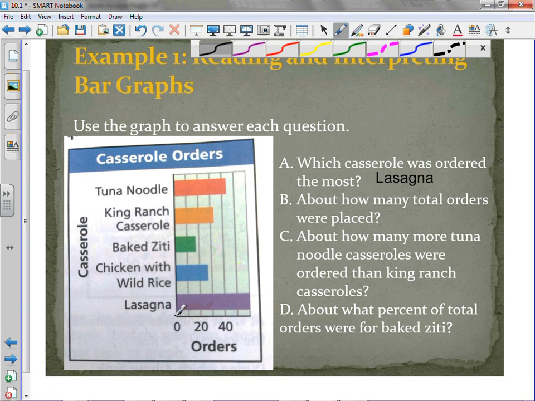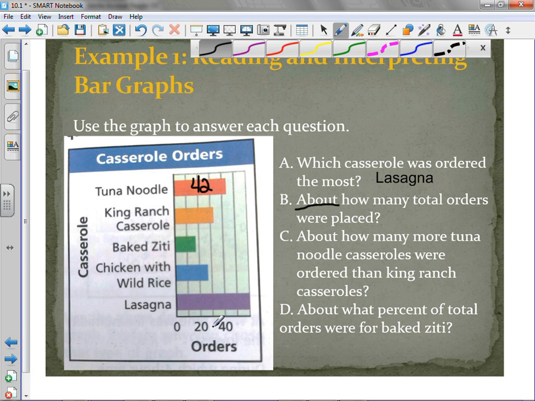Here it tells us that after 2 lines we have 20, which means each line must represent 10. When it says about, that means that an estimation is appropriate because it's not telling us the exact amount. It's just showing us with markers for 10 each. So for the tuna noodle, we see that it's near the 40 line, but it goes a little bit past. If this gap is supposed to represent 10, I would guess that this is about 2. So I would say for tuna noodle, it's about 42 orders.